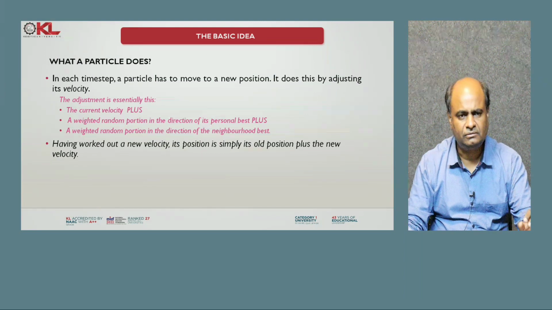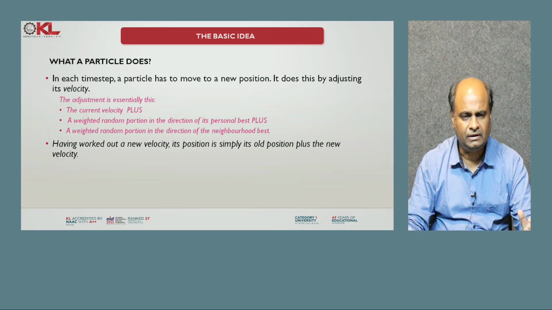Then next one is what a particle does. Now in each time step, that is every time a particle has to move to a new position, it does this by adjusting its velocity. The adjustment is essentially your current velocity plus a weighted random portion in the direction of its personal best, that is you calculate the P best, plus a weighted random portion in the direction of the neighborhood best. So you have to check the neighborhood, you have to check the direction to the P best, and again you check the velocity. Every time you update the velocity with the old velocity plus the new velocity.